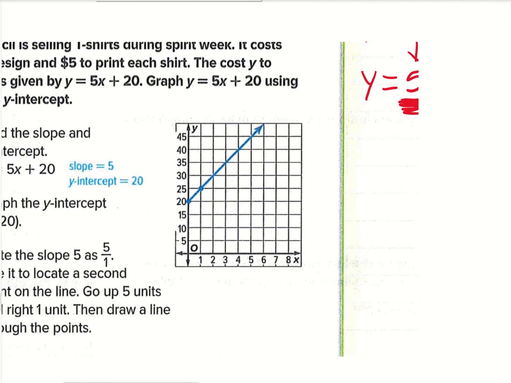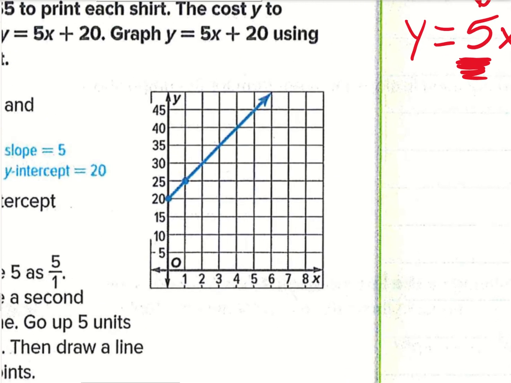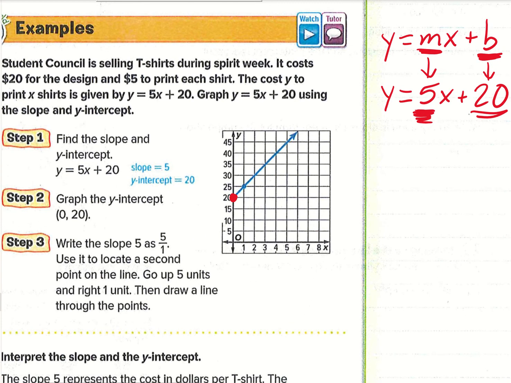I'm always going to go with my y-intercept first. I'm going to do that before I try to graph the slope, and the reason is it gives me a starting point. So we start right there for b, for our y-intercept. And then from there, we're doing 5 over 1 as our rise over run.